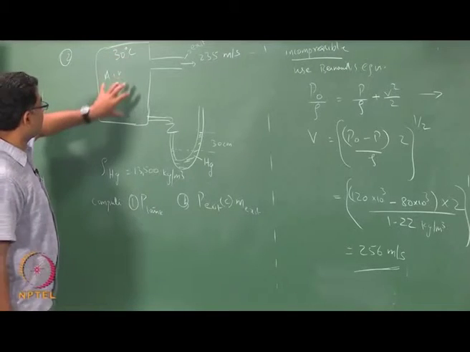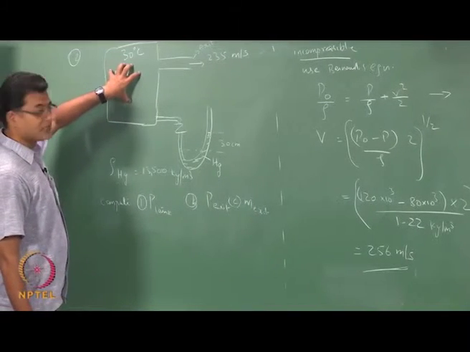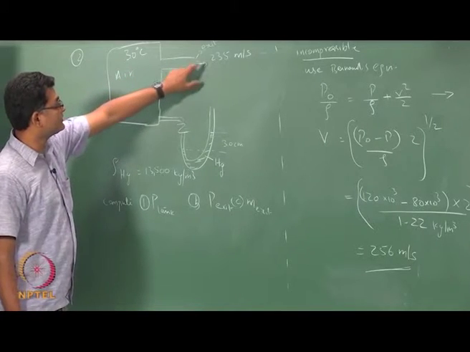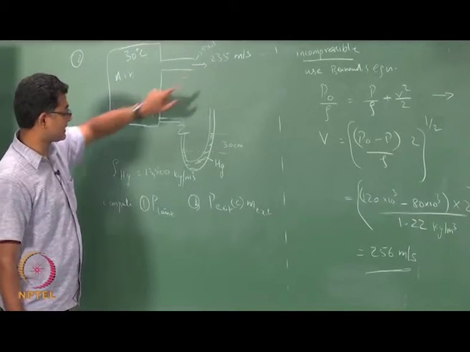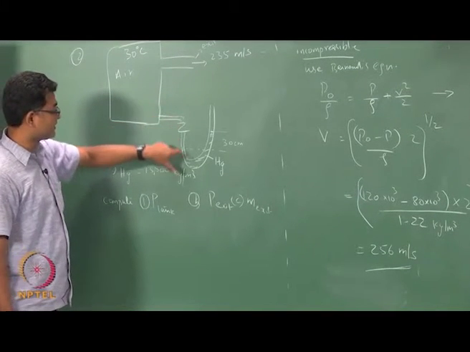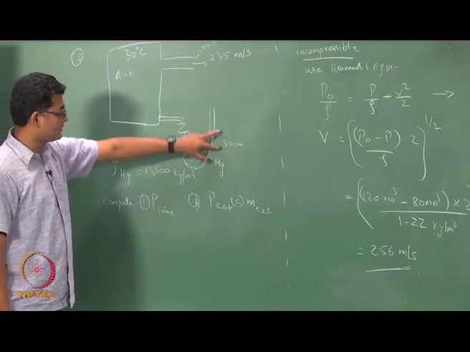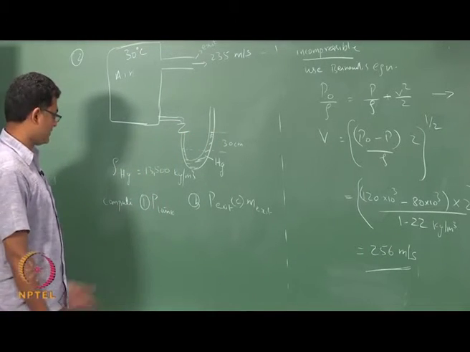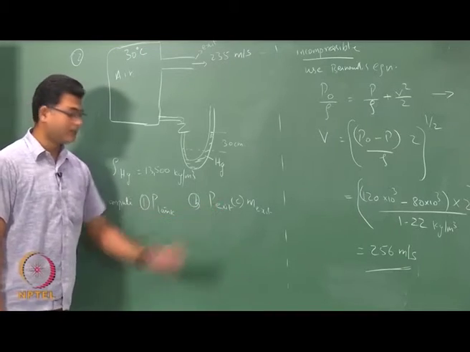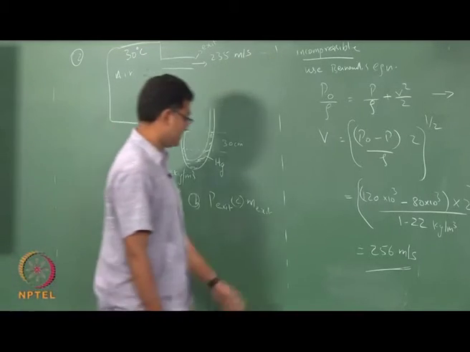Okay. So, I have a tank here, the fluid is air at 30 degrees, ejecting through an orifice at 235 meters per second. The pressure of the tank is measured using a U-tube manometer with mercury, the head difference is 30 centimeters. Find P of the tank, P at the exit, and the Mach number at the exit.